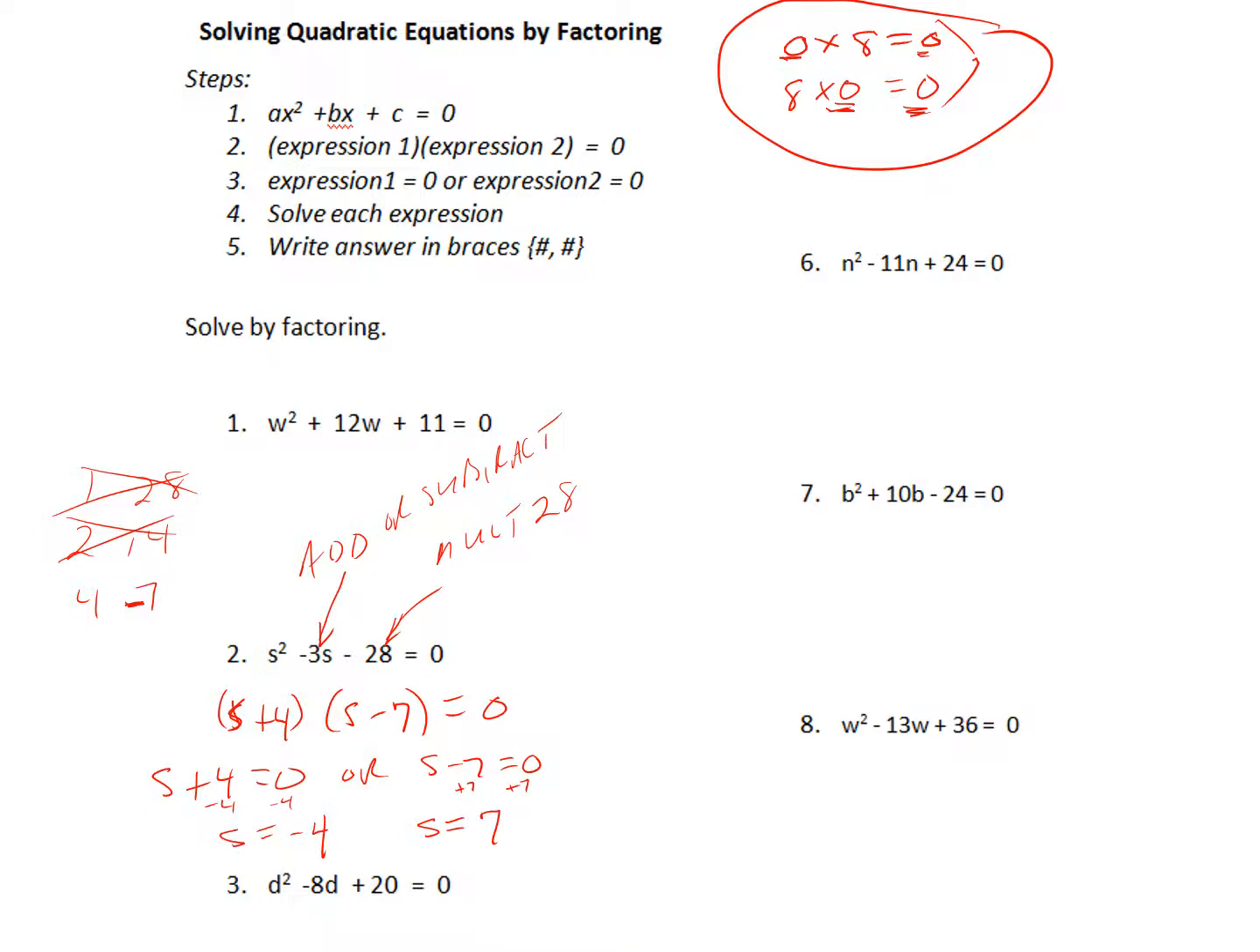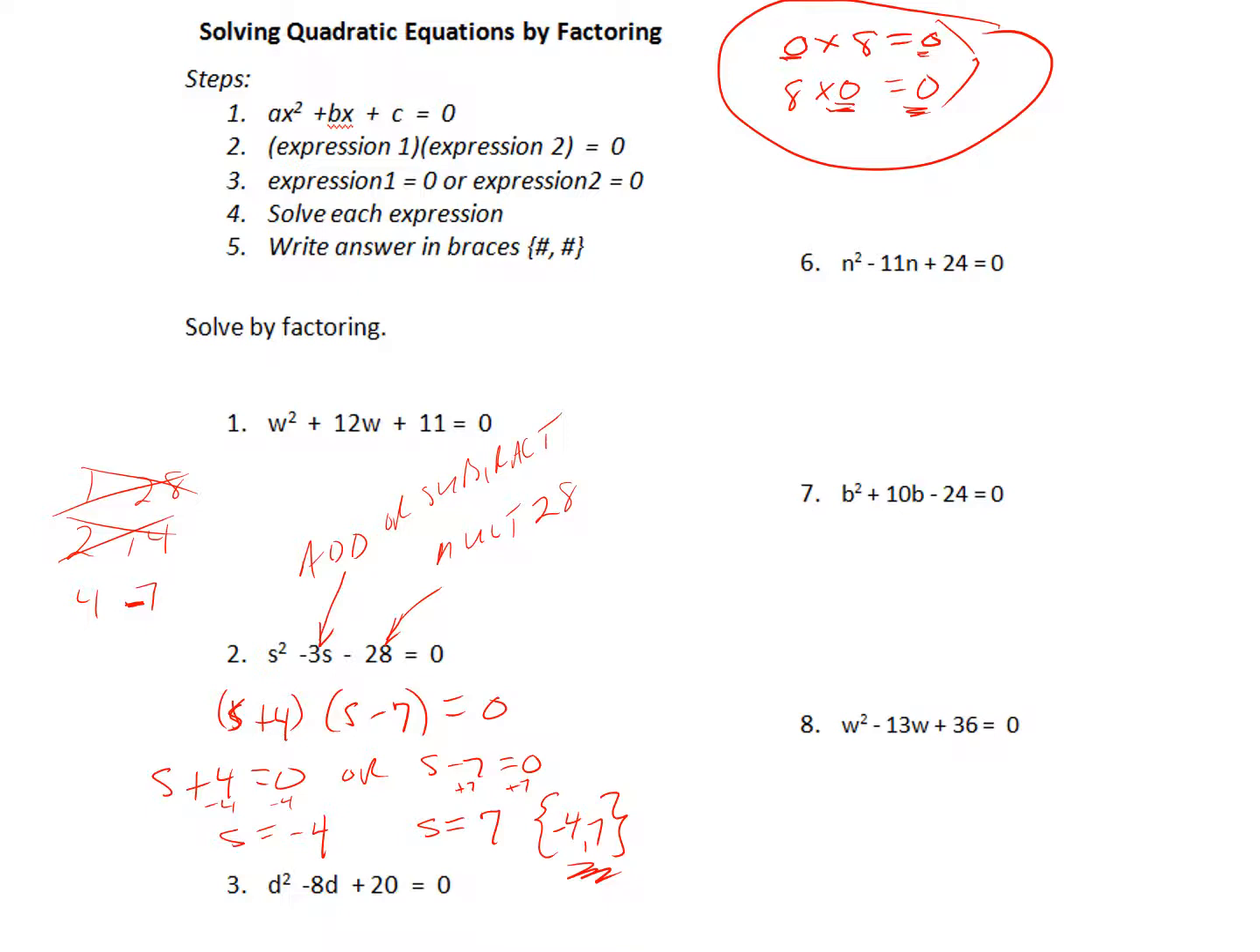So that tells me, and we usually write the answer in braces like this, or brackets, whatever you want to call them. So the answer to this is -4 and 7. All right, let's try number 6 up here at the top.